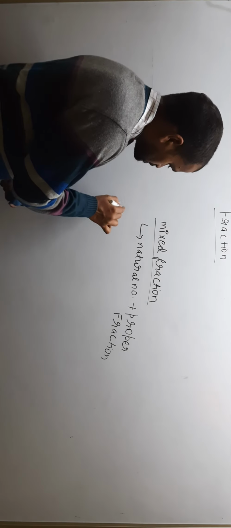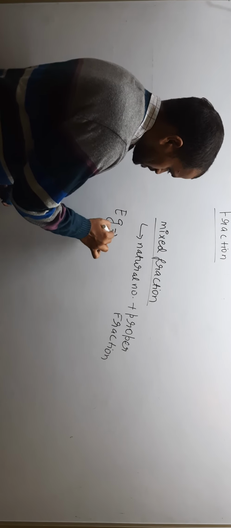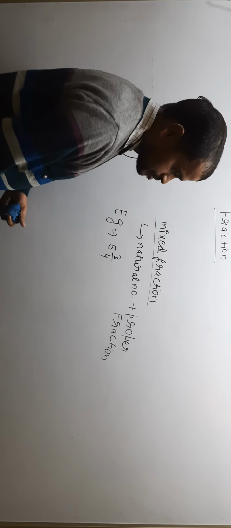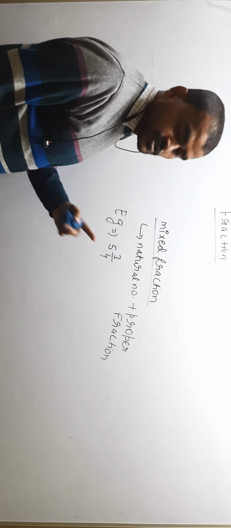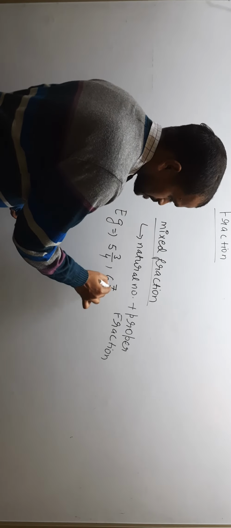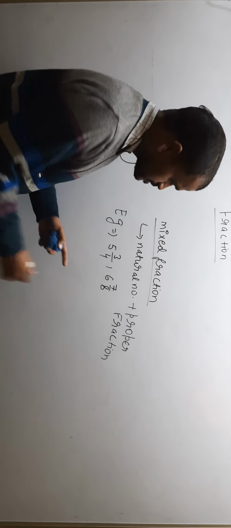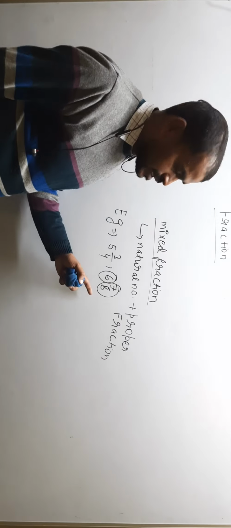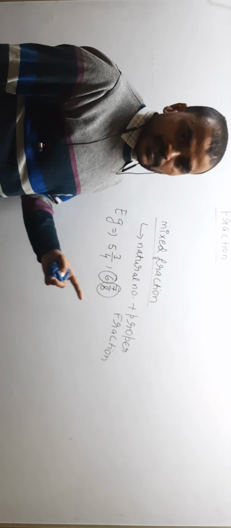How? See here. Here I have written 5 and here I have written proper fraction. So 5 and 3 upon 4. This is called the mixed fraction. I have written 6 and 7 upon 8. This is also called a mixed fraction. 6 is the natural number or whole number and 7 upon 8 is the proper fraction. I have already told you about the proper fraction. Got it?